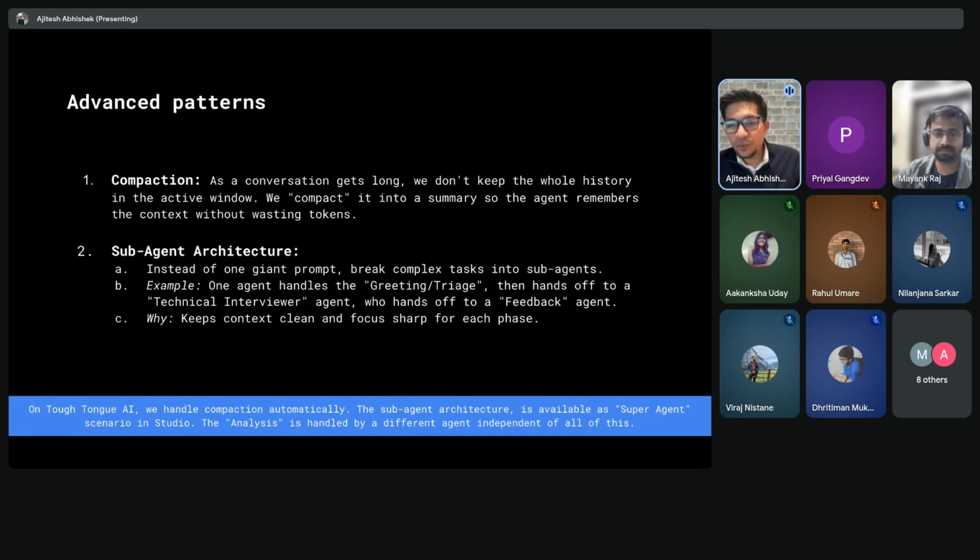For example, as an interviewer, you likely note down how they performed, what are the strengths and weaknesses, something like that. Okay, thank you.